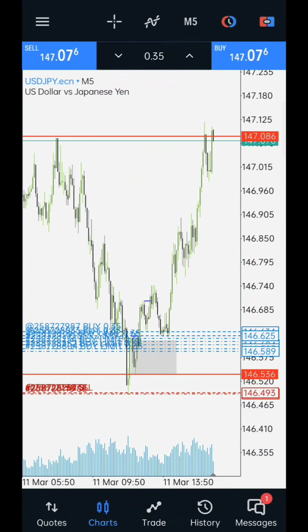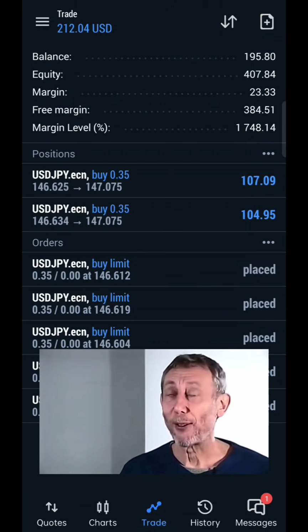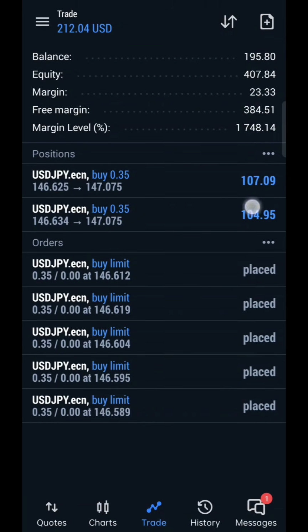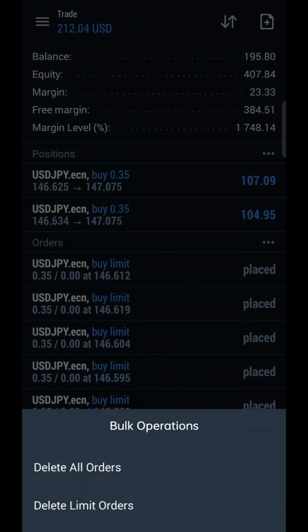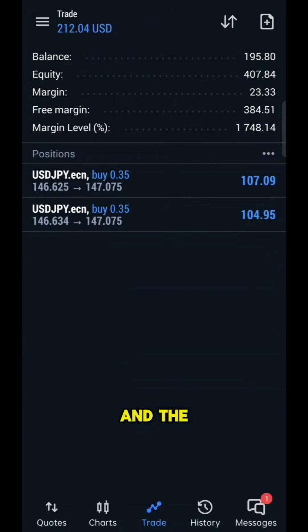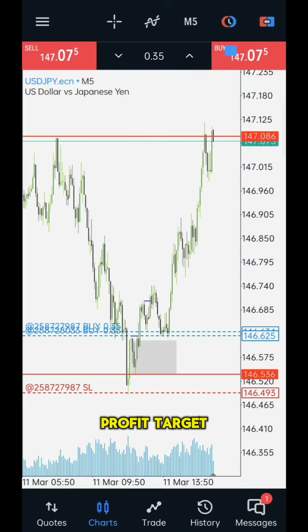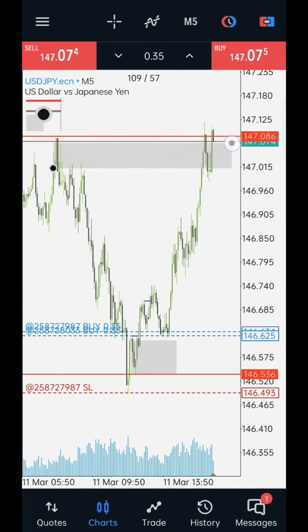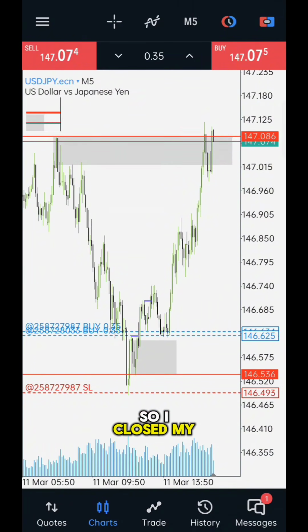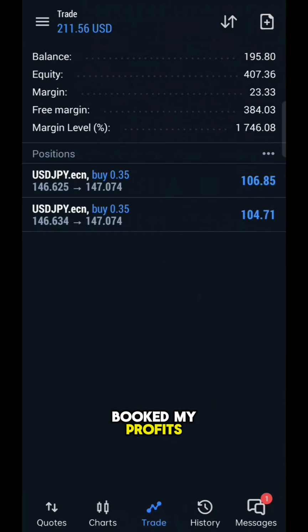Twenty minutes later. Nice. Guys, as you can see, only 2 pending orders have been filled, and the price has swept the buy-side liquidity, or reached our first profit target. So, I closed my 2 open orders and booked my profits.